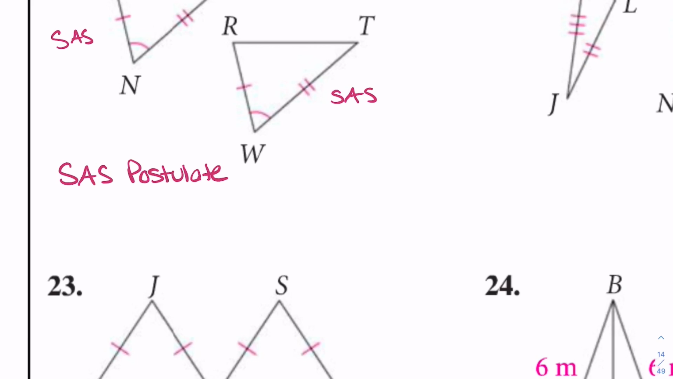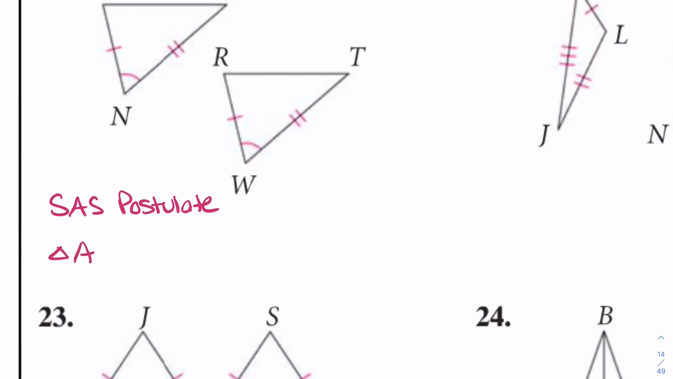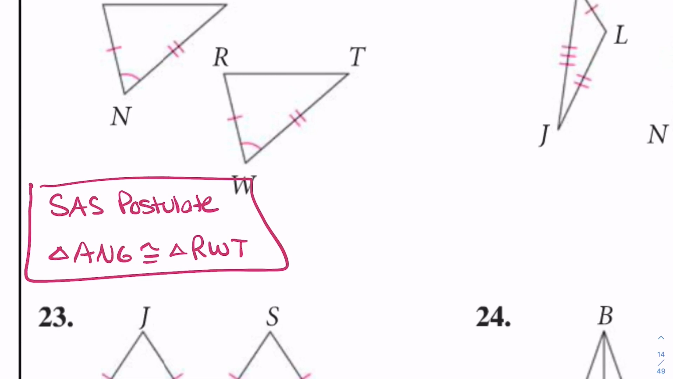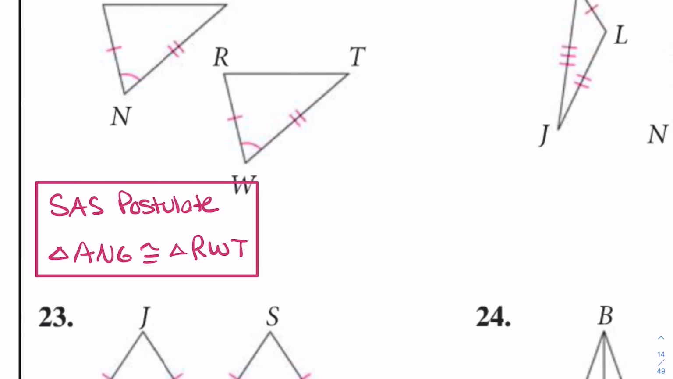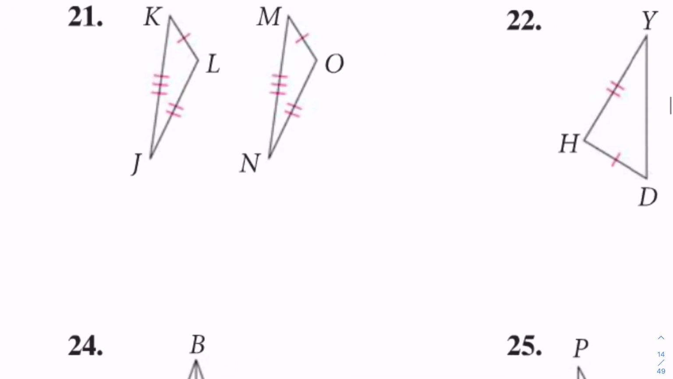So that works. And this one is going to be triangle ANG is congruent to triangle RWT. Again, there are a whole bunch of answers for how to name the triangle. Just make sure you go in order if you got something different. The next one, ooh, this is side, side, side all day. Side, side, side postulate. So here we have triangle KLJ is congruent to triangle MON.